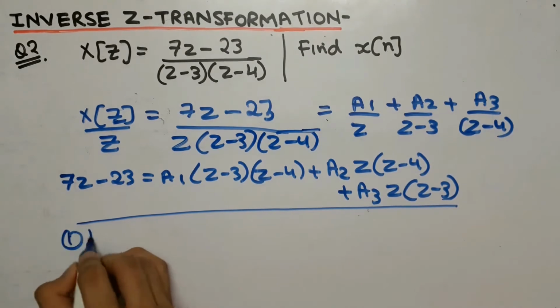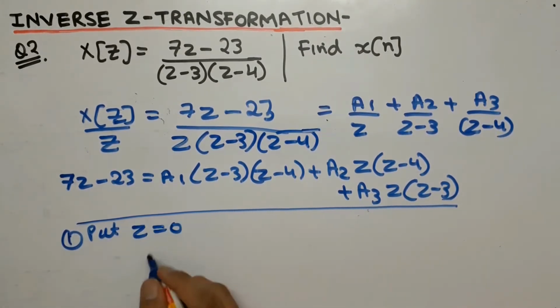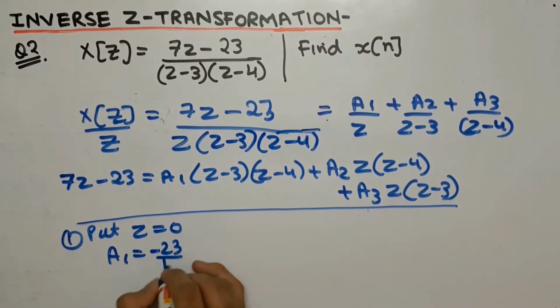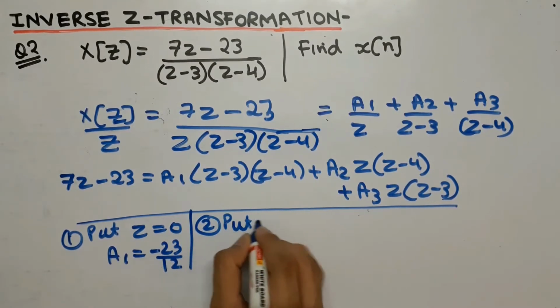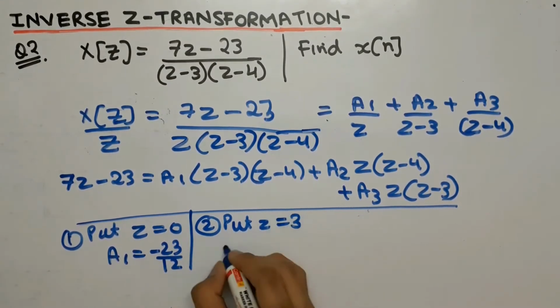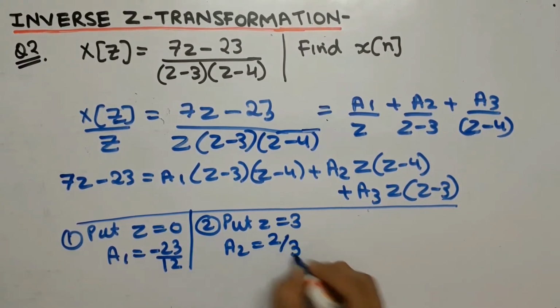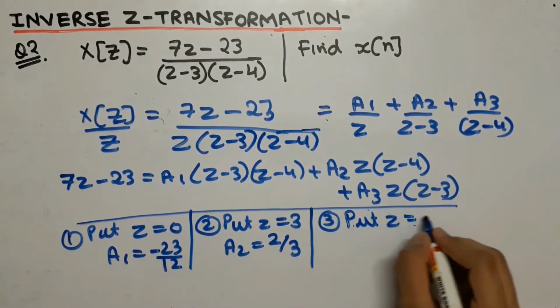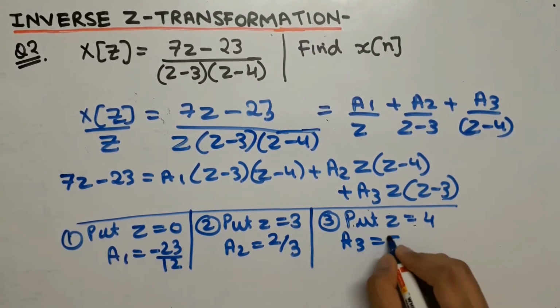So first of all, we are going to substitute z as 0. On doing that, you will get the value of a1, which will come out to be minus 23 by 12. Now similarly, we will substitute z as 3. On doing that, we will get the value of a2, that is, it will come out to be 2 by 3. Now lastly, we will substitute the value of z as 4. And on doing that, we will get the value of a3, which will come out to be 5 by 4.